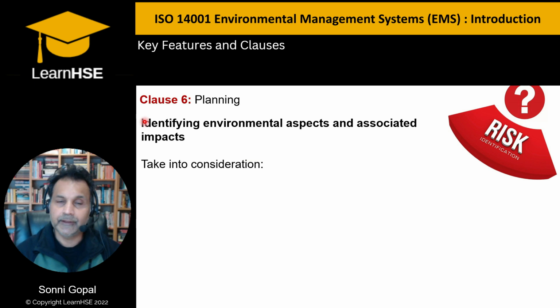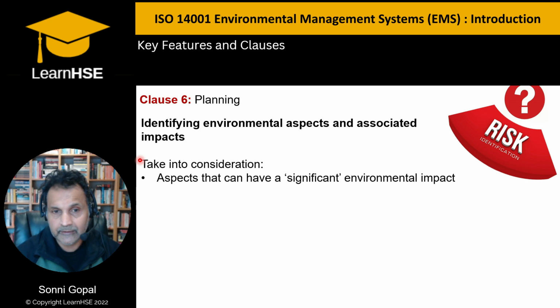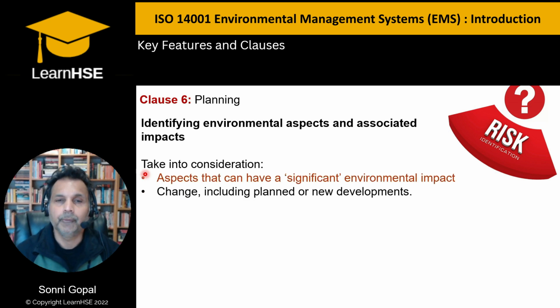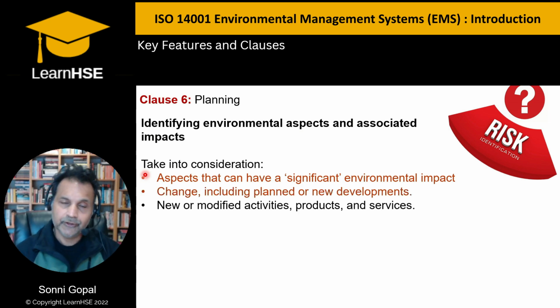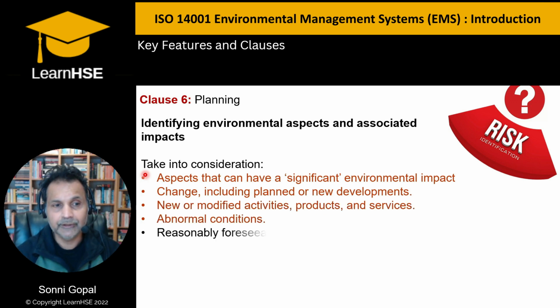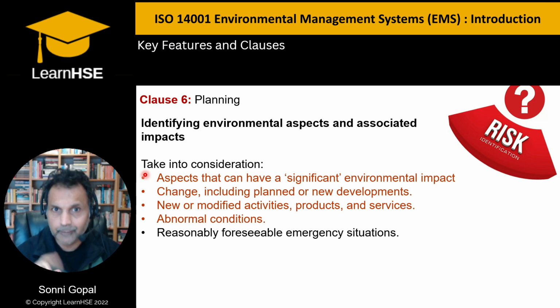Planning also looks at things such as identifying environmental aspects and associated impacts. And here we need to take into consideration risk, and specifically aspects that can have a significant environmental impact. And we need to include change, anything that's related to planned or new development as a part of the change management process. We need to look at things such as new or modified activities, products and services, which is also incorporated within change management processes. Let's not forget abnormal conditions and also any reasonable, foreseeable emergency situations.